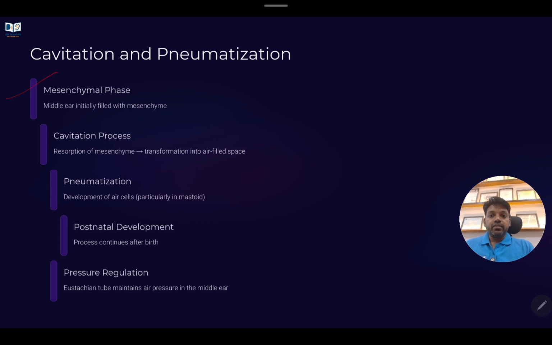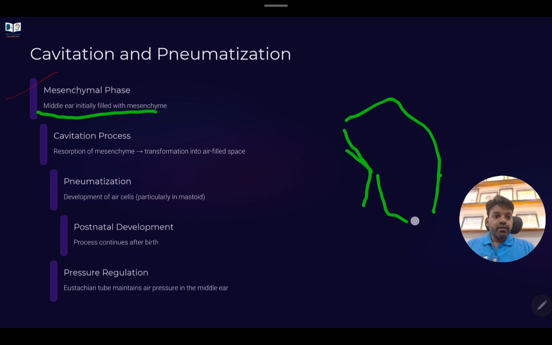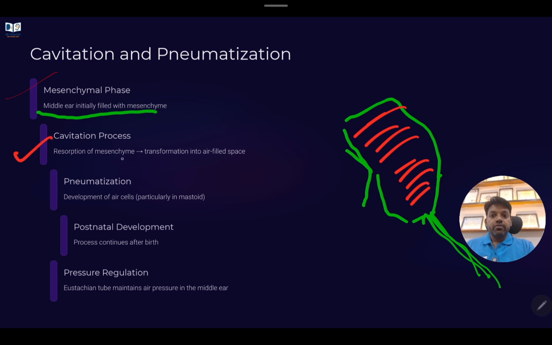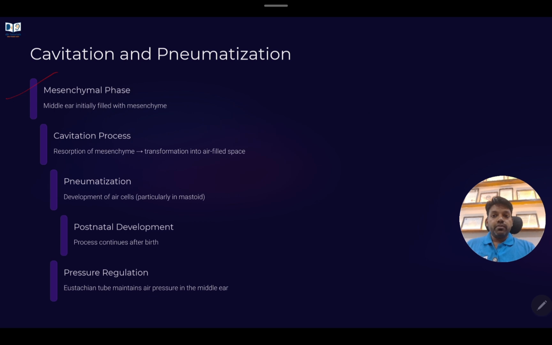One is the mesenchymal phase. What is happening in this is that the middle ear is initially filled with mesenchyme. So let's see, this is the tympanic membrane, and take this as the middle ear cavity. We will not be drawing everything, and this is the auditory tube. Now initially it will be filled with mesenchyme. Okay, then comes the cavitation process. Then this mesenchyme is reabsorbed.